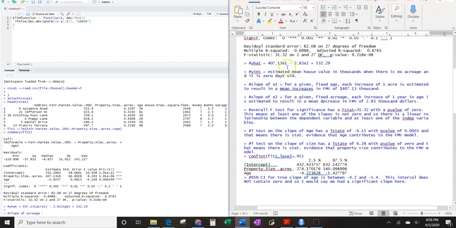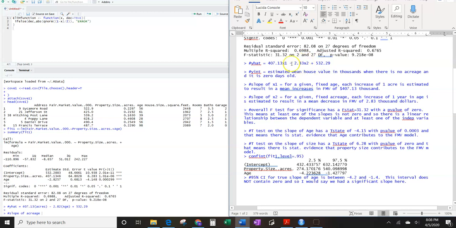What this says, now we got to fix acreage. So fix the acreage. Then, if we increase the age of the house, the estimated result in the mean decrease, and these are always about the average decrease when we're looking at the slopes here now, the mean decrease in the market value is about $2.8 thousand. So we lose about $2.8 thousand every time a year goes up, the age of the house goes up.